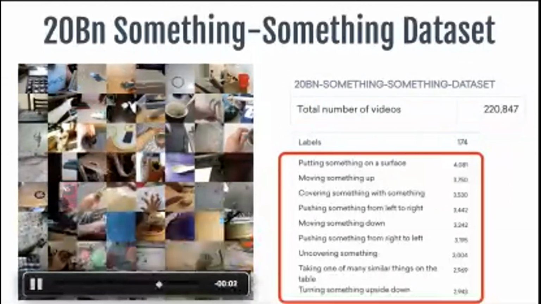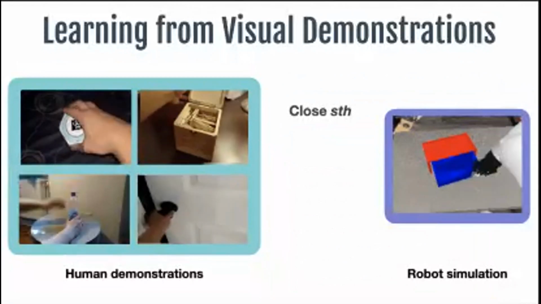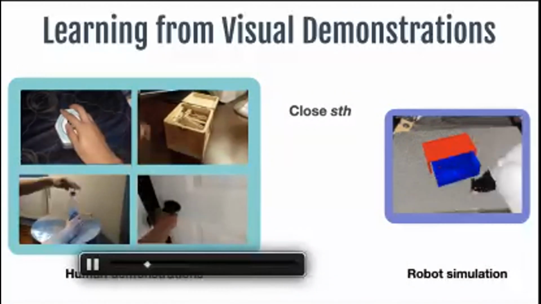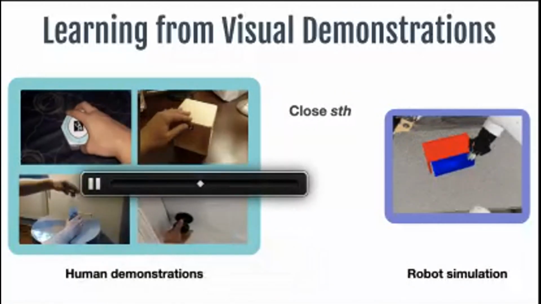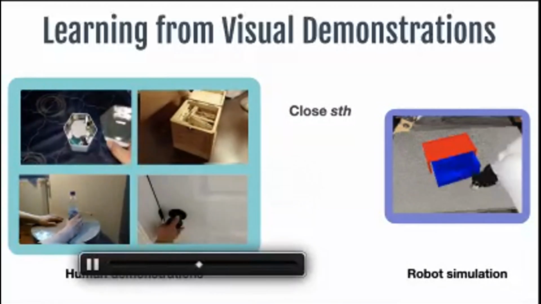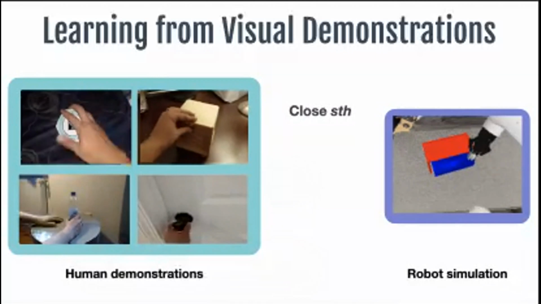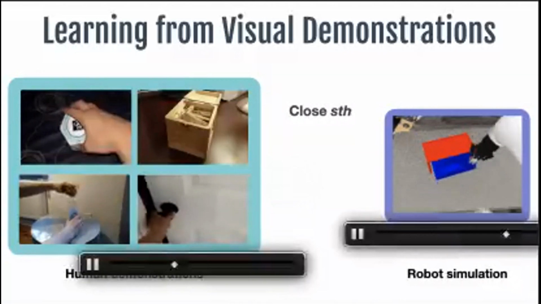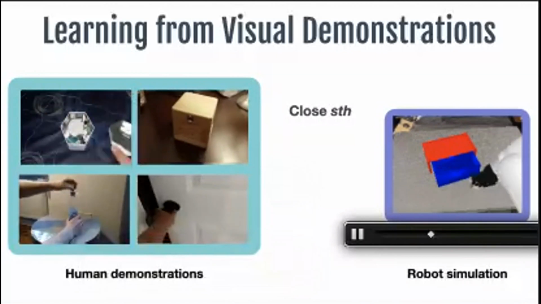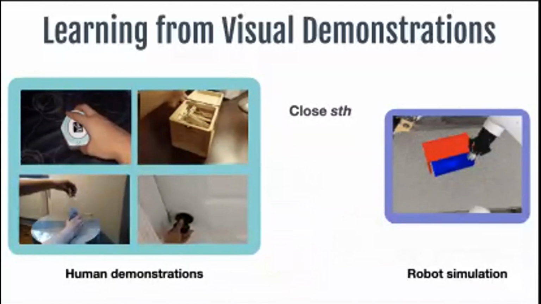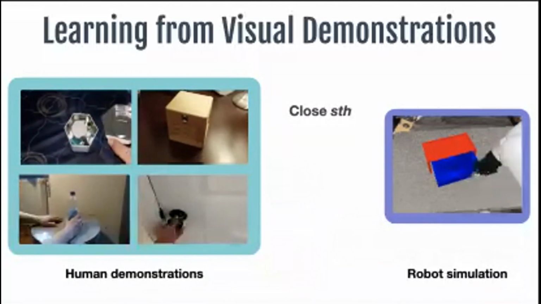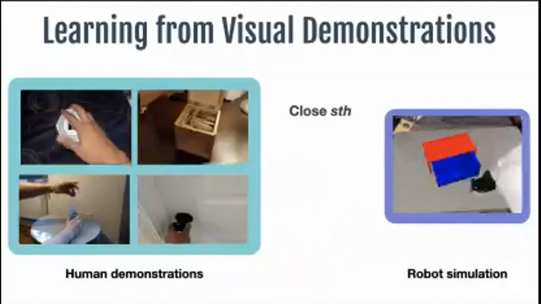And one thing that is a problem here is that there is a large domain gap between the human demonstrations and the robot simulation. So here, for example, on the left, you have close something as an example, and you see 4 examples, but they're really different from, for example, this robot demonstration. And so what we really need if we want to do this is a visual demonstration method that can handle different backgrounds, different viewpoints, different objects, and so on, to actually overcome this domain gap.